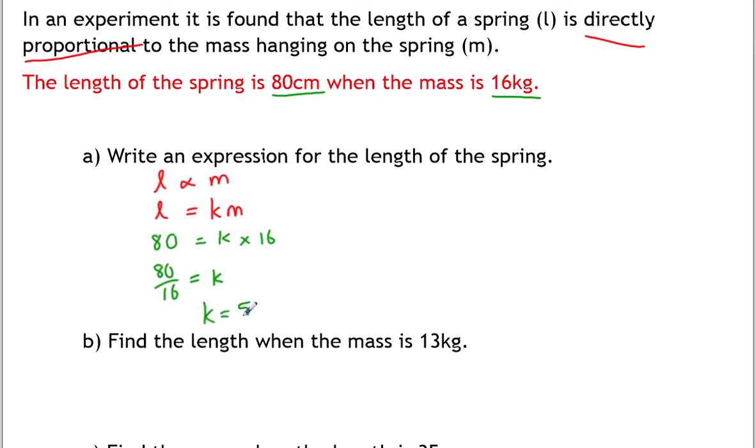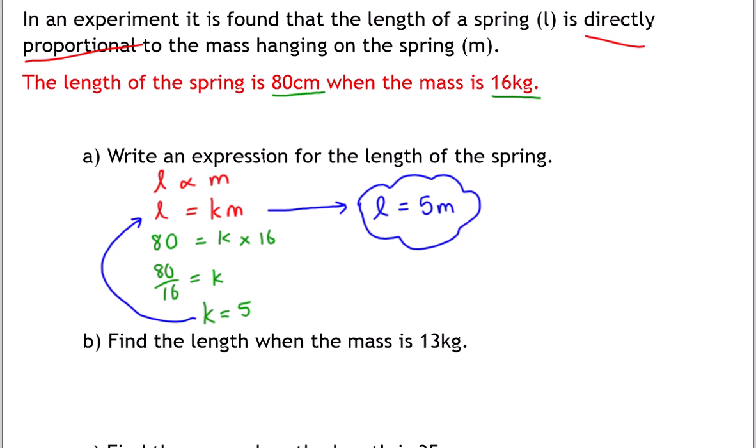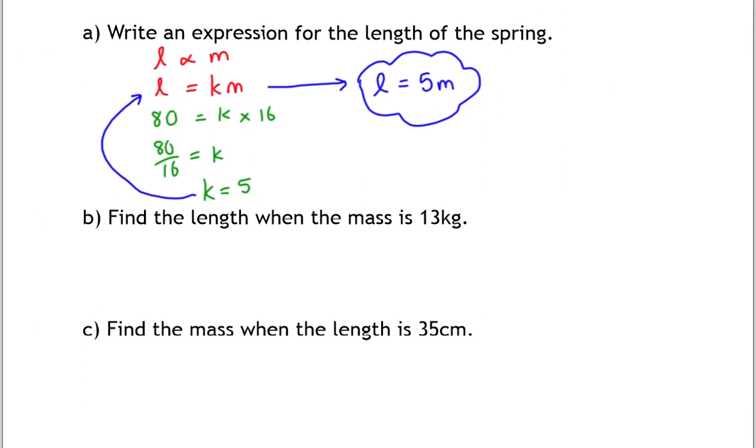K equals 5. Okay. What you've just worked out there is that for every kilogram of mass you add to the spring, it gets 5 centimeters longer. So k is 5 for this question. Don't forget now, you've got to go back up. And instead of saying that L equals Km, L equals 5m. So to work out the length, you do 5 times the mass. So this now is what you use for part B and part C.